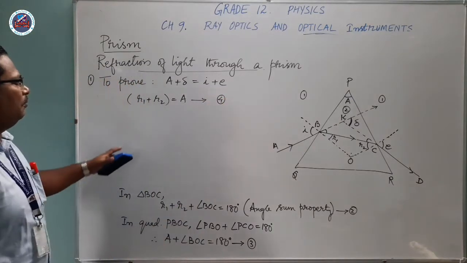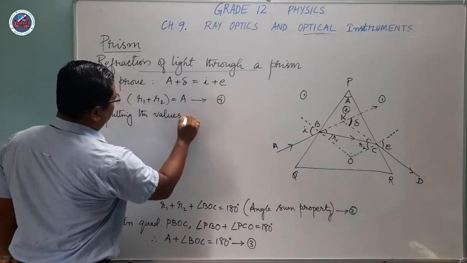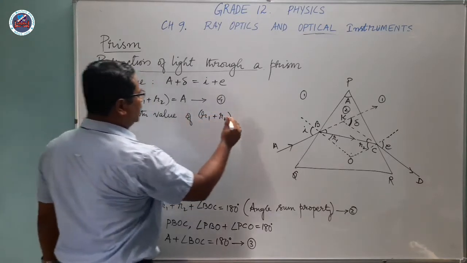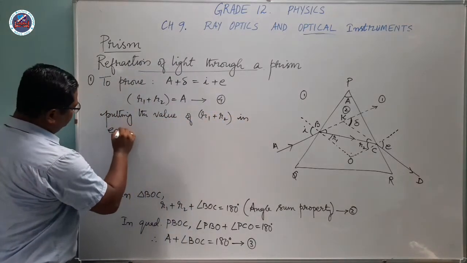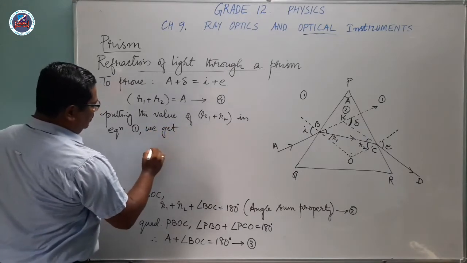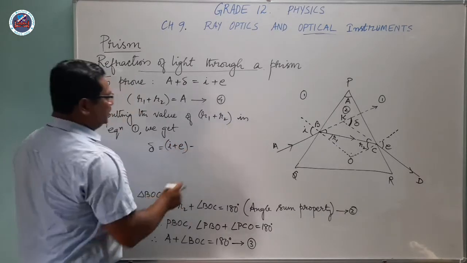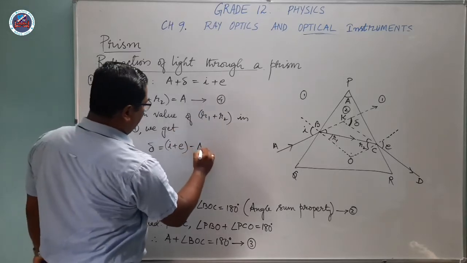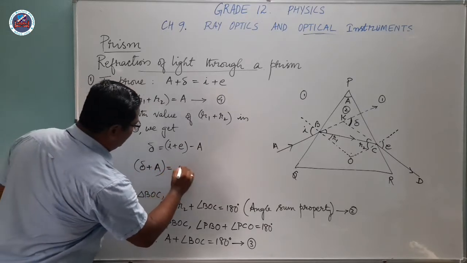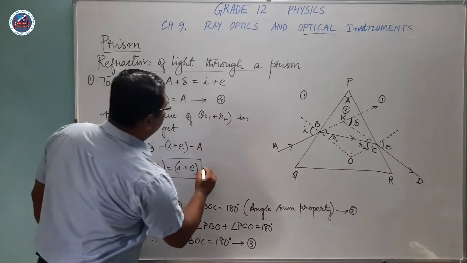Now if you put the value of R1 plus R2 in equation number 1, we get angle of deviation is equal to I plus E minus, it was R1 plus R2, that we will put as A. So del plus A, or A plus del, is equal to I plus E. Like this you can get the relation. Let us mark this as equation number 5.